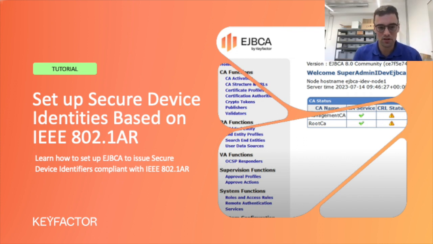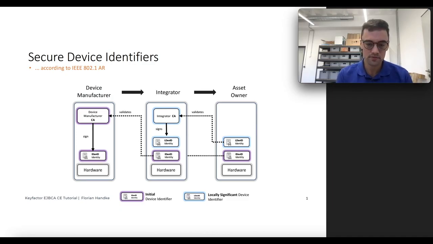Welcome to this tutorial about IEEE 802.1AR, Secure Device Identifiers. My name is Florian and I will show you today how to set up EJBCA Community Edition to generate identities or identifiers described in the specification. So we're starting with a quick intro, set up EJBCA, and then finally test everything.